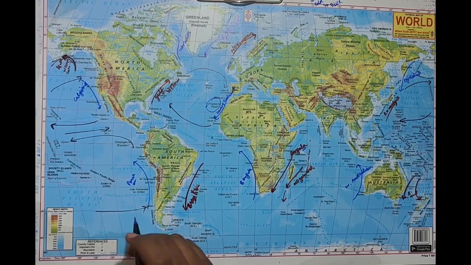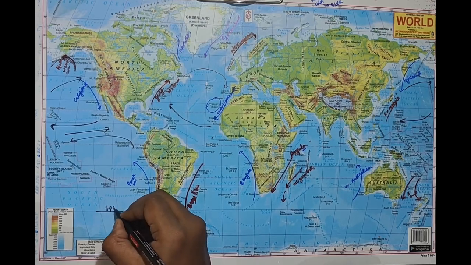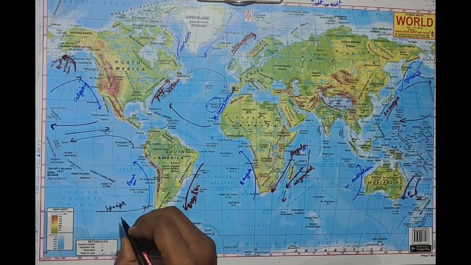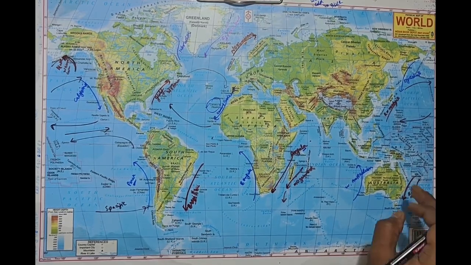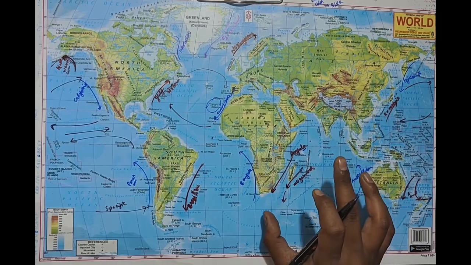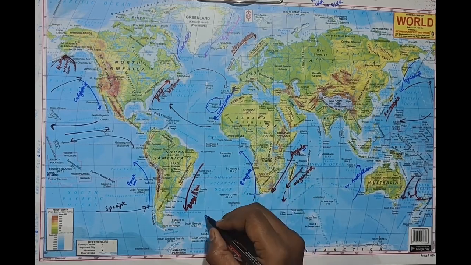See, let me make you understand. Look, this one is the South Pacific. If this one is the South Pacific, it must be coming out over here. Okay, this you need to understand. It means this will make a circular direction. Now suppose I am making this one.